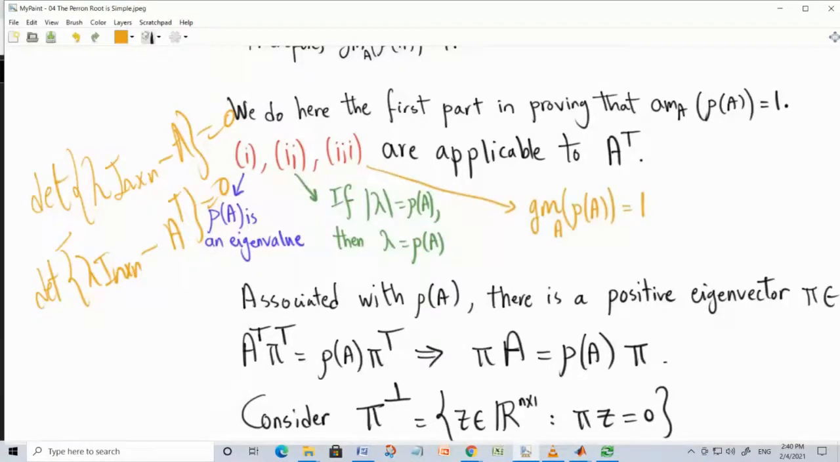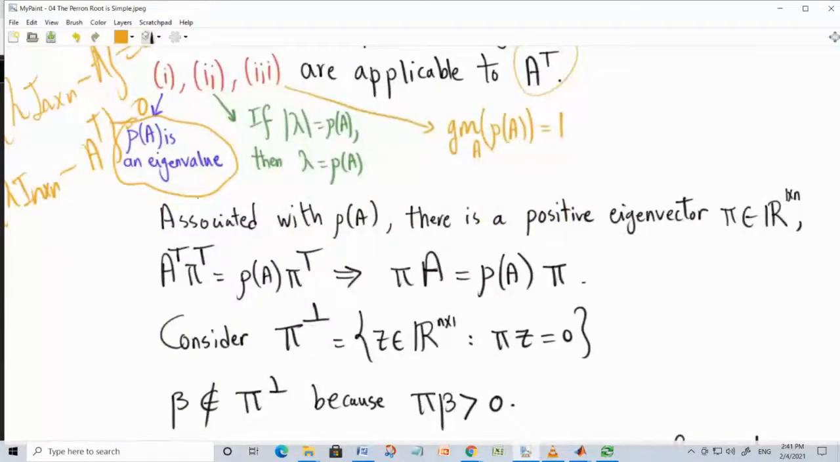So matrix A transpose is strictly positive. Transposition will not change this fact, and rho of A is an eigenvalue, and it is associated with an eigenvector that is strictly positive. So all our previous conclusions are applicable to A transpose. Moreover, because A and A transpose share the same eigenvalues, rho of A is also the spectral radius of A transpose, and it is an eigenvalue of A transpose.